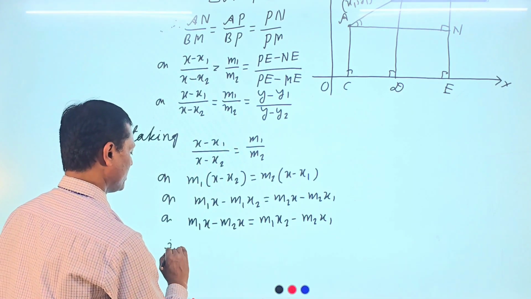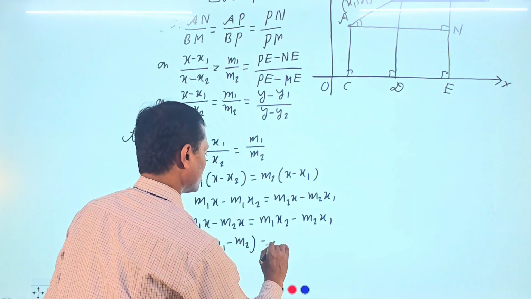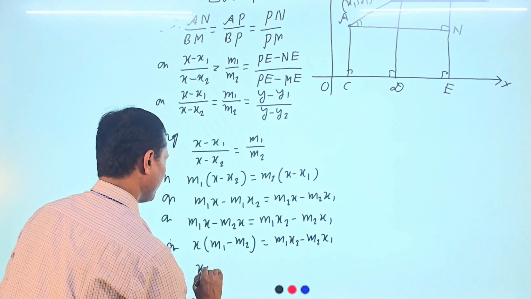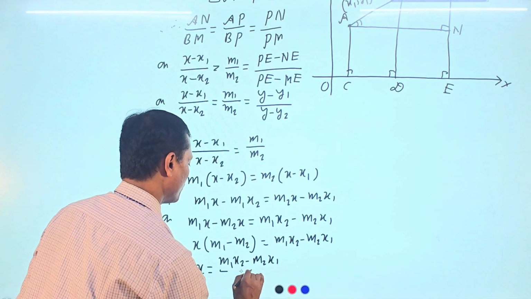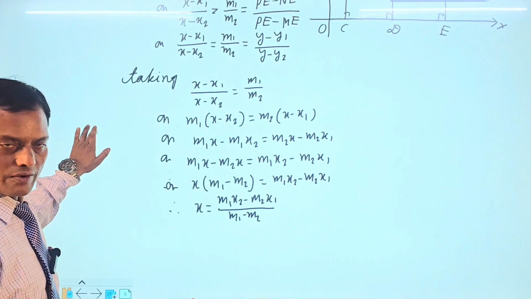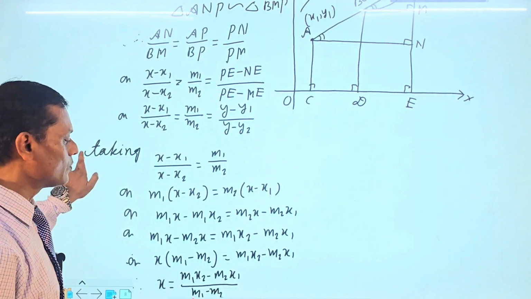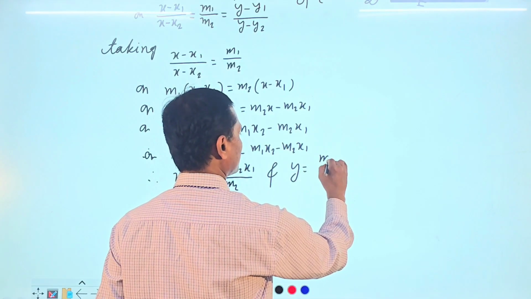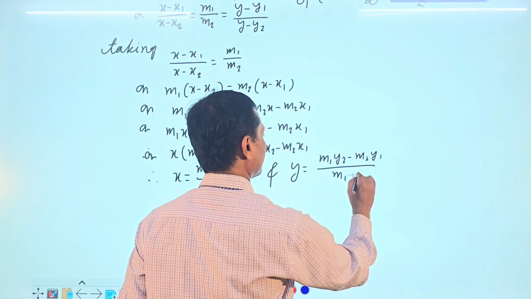And when we take x common, we'll have here x times m1 minus m2 equals to m1x2 minus m2x1, and therefore x equals to m1x2 minus m2x1 over m1 minus m2. Isn't it? You got the value of x, and when you choose this part and that part, then you can easily prove here. Of course, you can prove. You can try y equals to m1y2 minus m2y1 over m1 minus m2.